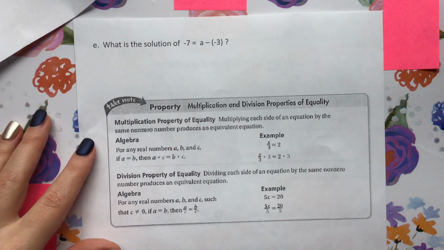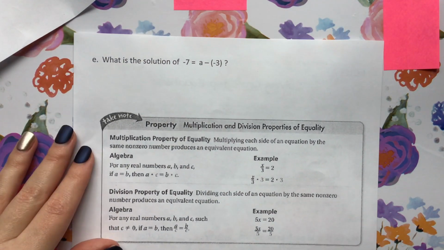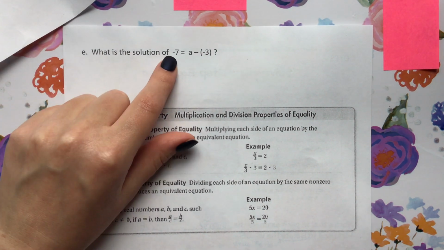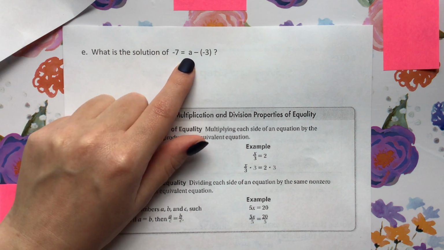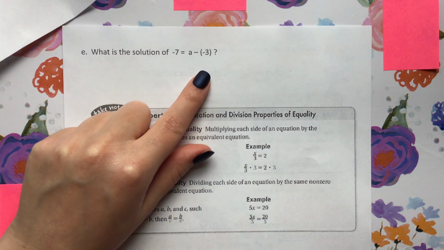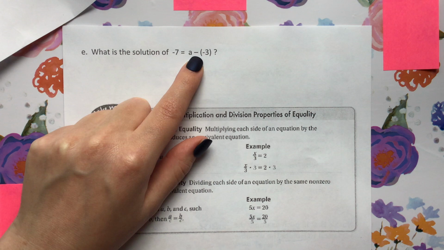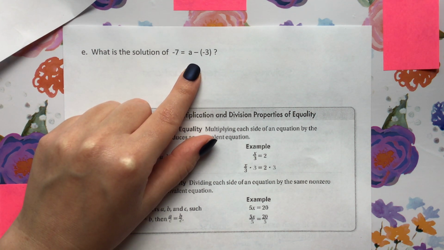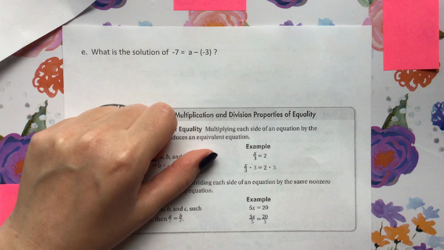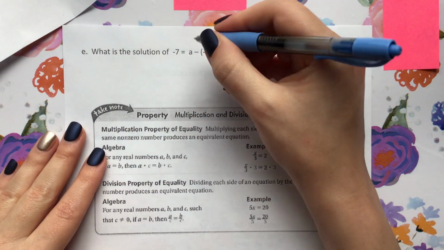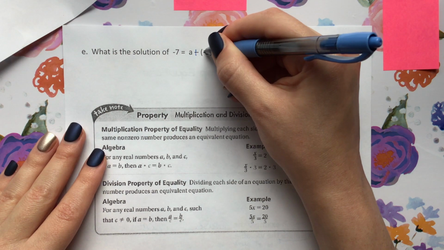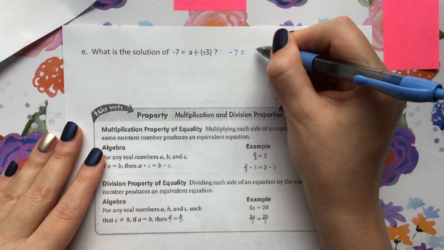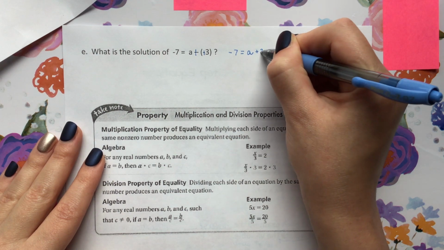All right. Moving on to the back side of this page. We have one more example. What is the solution to negative 7 is equal to a minus negative 3? Okay, because we have a minus negative, we're going to go ahead and turn that into plus a positive. That's just rules of adding and subtracting integers. So I'm going to rewrite this now as negative 7 is equal to a plus 3.